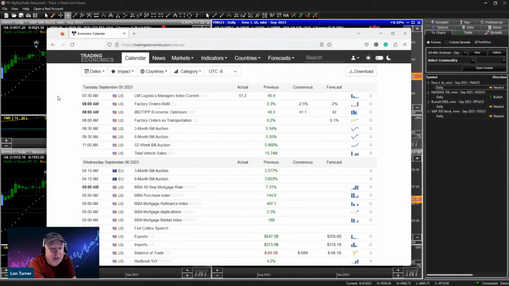And then at 8 a.m., we've got another one, the IBD/TIPP economic optimism. The previous was 40.3, the consensus is 41.1, so it's forecast to be 42. And so that's good. I get a little bit of economic optimism in there, and that could push the market higher. So it'll depend on what the factory orders are doing, whether the optimism can push the market along with it. So that's what we've got going right now.